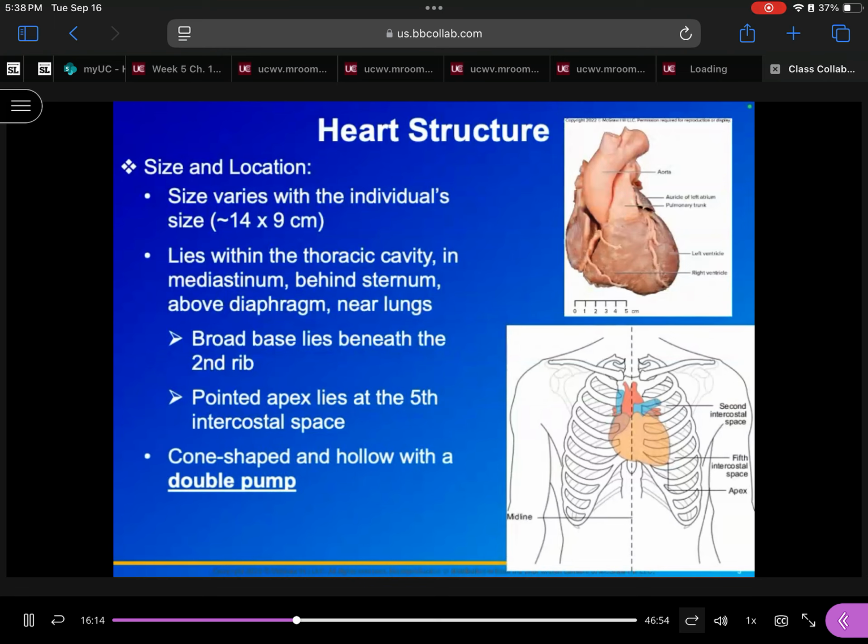All right, it's a cone shape, and as I mentioned before, it is a hollow dome. It would also be considered to have a double pump. I'll get to that in just a second. All right, so we have right and left halves. So that's defining our 2 pumps. I don't know if you guys realize it or not, and it's not your fault. It's just because of how they teach it.